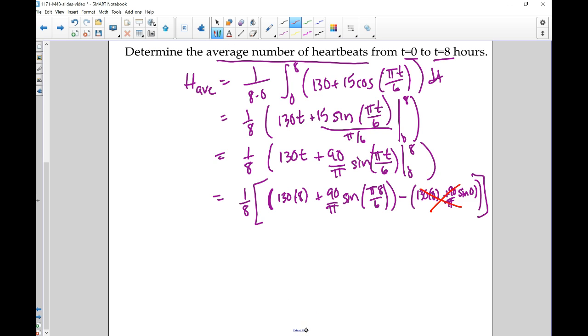Okay, so now I can do the calculation. And doing the calculation here, this ends up being 1/8 of, and this is approximately 1015.19, and then performing the last stage here, this is 126.9, and so that this is an average number of heartbeats, so make sure to include units.